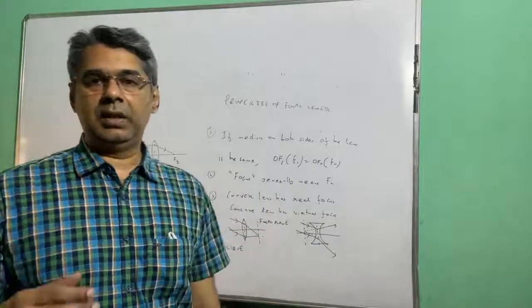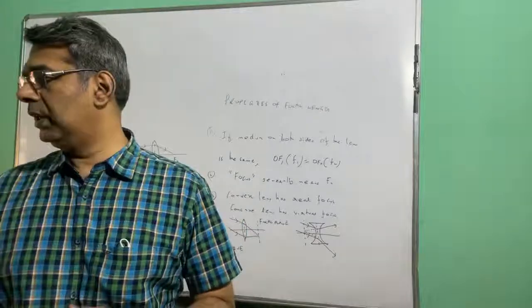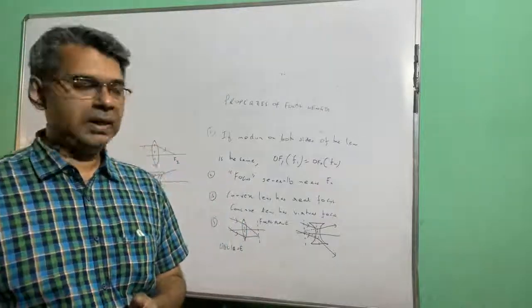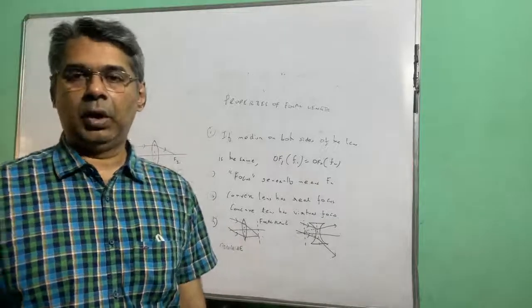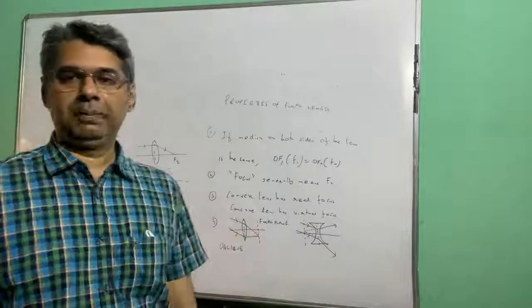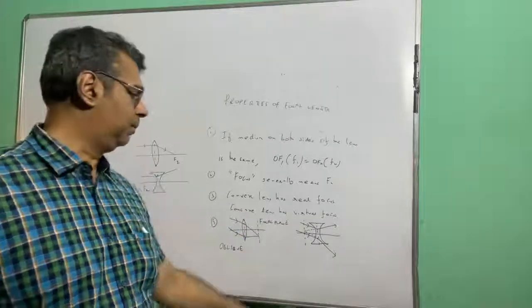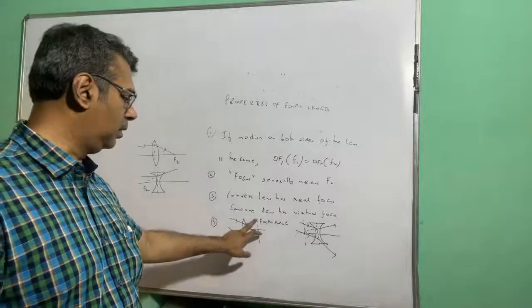So instead of parallel to the principal axis, if you just have rays parallel to each other, they are called oblique rays, and oblique rays will not meet at f2 or not appear to come from f2, rather they will meet on a plane containing f2. That plane is called focal plane. So these two oblique rays will meet on this plane.